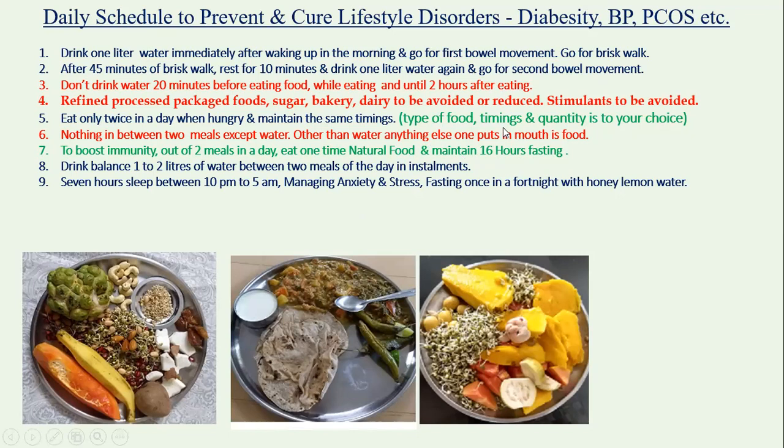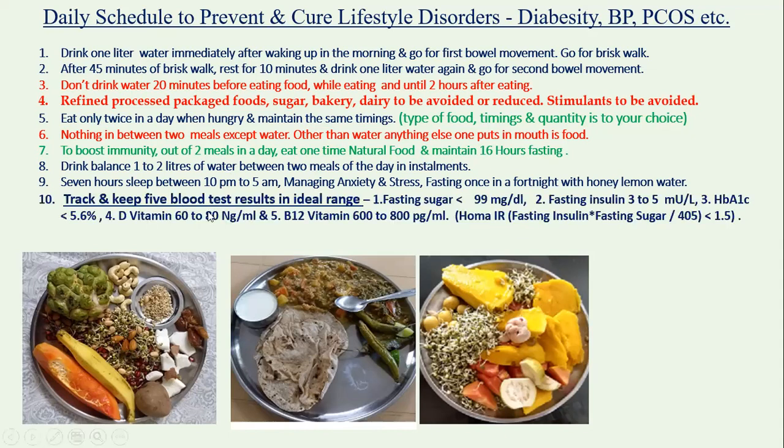When you have your second meal the previous day, say at 7 o'clock, try and maintain 14 to 16 hours fasting the next day. That would enhance your immunity and it will get rid of your inflammations in the body. 7 hours sleep at night is very important, friends. Managing anxiety, stress, learn some programs. Fasting once in a fortnight with honey and lemon water is extremely good. This will also improve your insulin sensitivity and the inflammations will come down.